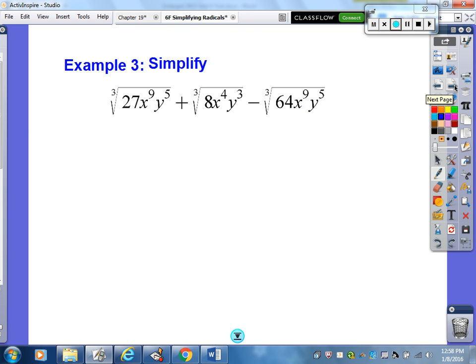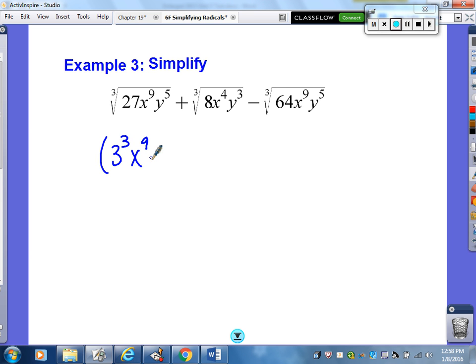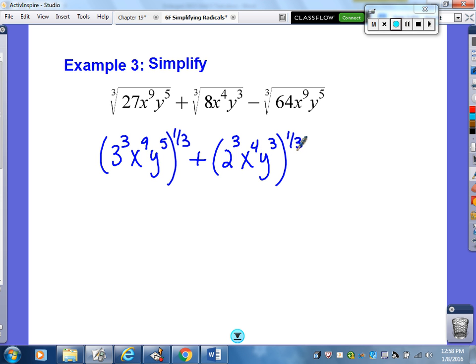All right, when I look at this, I look at my numbers first, my 27, my 8, and my 64. And I think, how can I break these down? Well, 27, I can rewrite as 3 to the third, x to the ninth, y to the fifth, to the 1/3. I'm going to change everything to rational. Plus 8 becomes 2 to the third, x to the fourth, y to the third, to the 1/3.